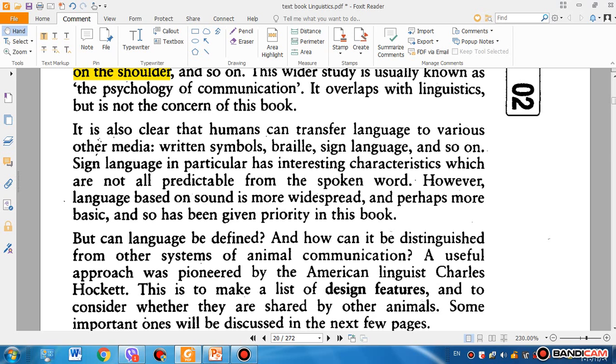It's also clear that humans can transfer language to various other media.